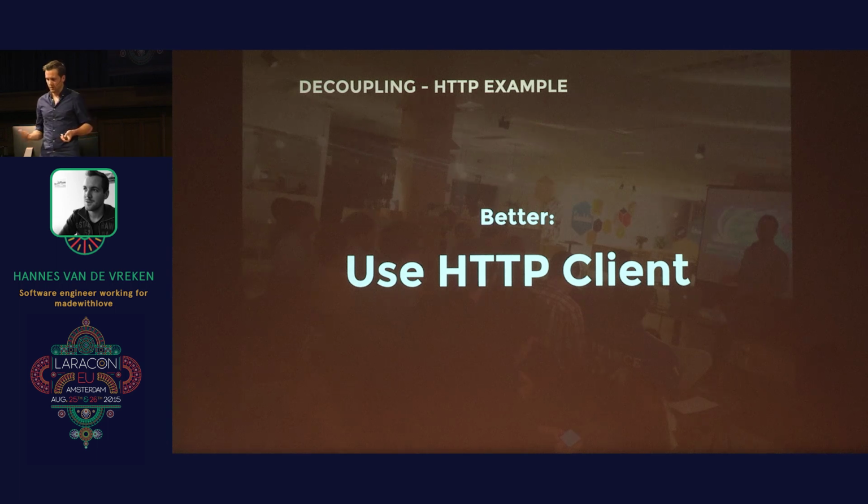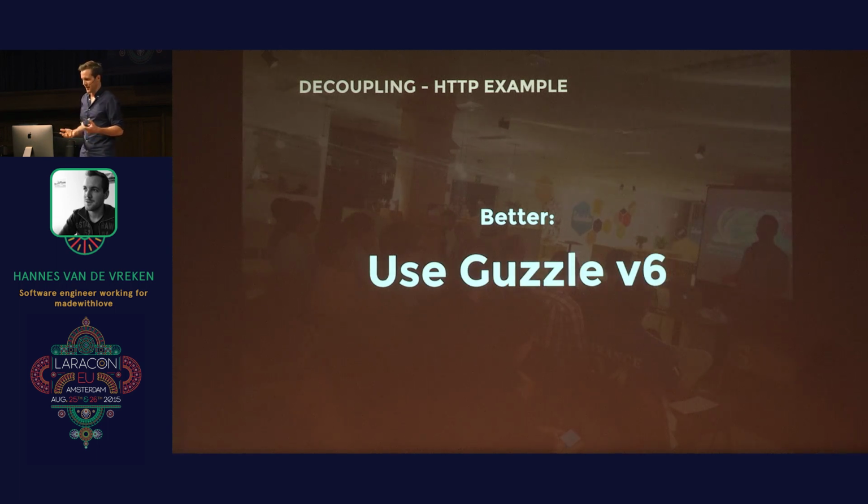As it turns out, there's a lot of HTTP clients out there. There's Buzz, there's Guzzle. Who uses Guzzle? There's a ton more. So it's better to use an existing HTTP client. So what you do as an SDK is, okay, composer require guzzlehttp/guzzle. This will install v6 right now.